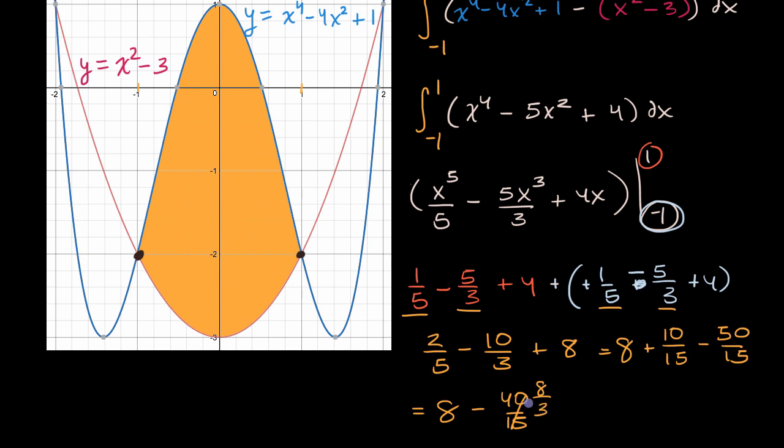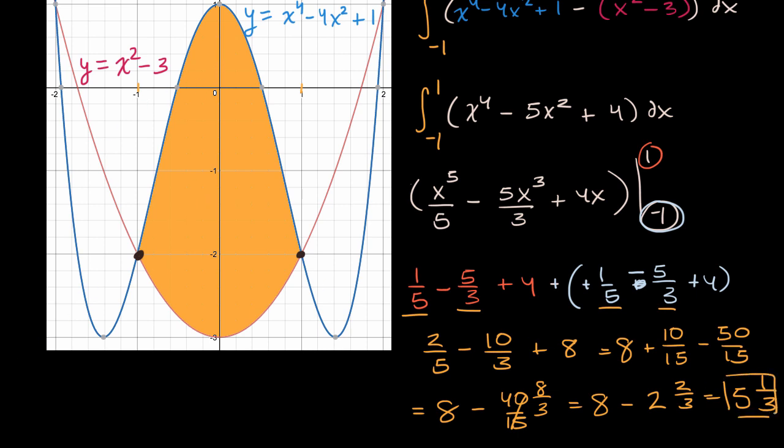8/3 is 2 2/3, so this is equal to 8 minus 2 2/3. So 8 minus 2 is 6, minus 2/3 is equal to 5 1/3. Square units, because this is an area.